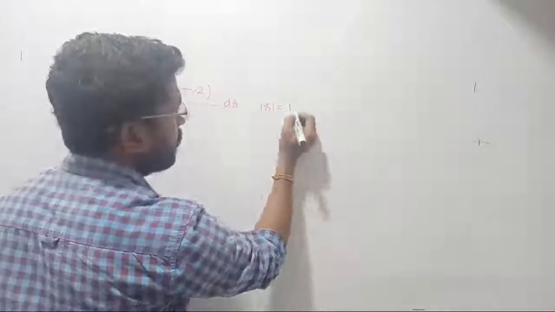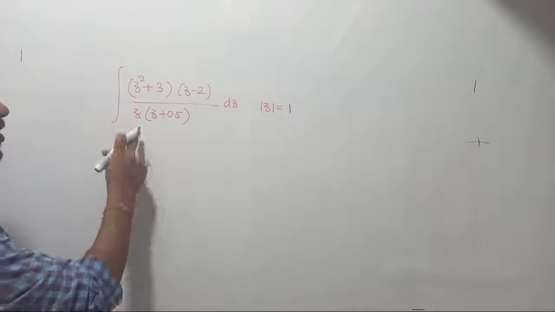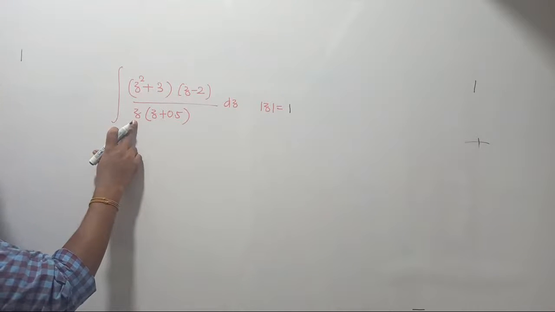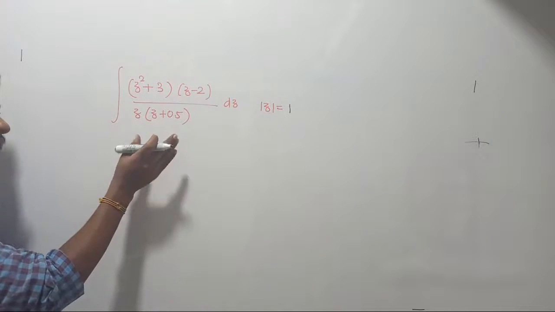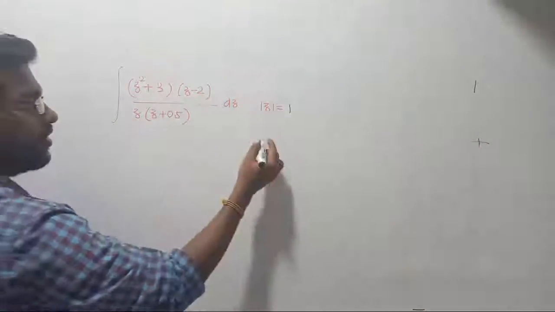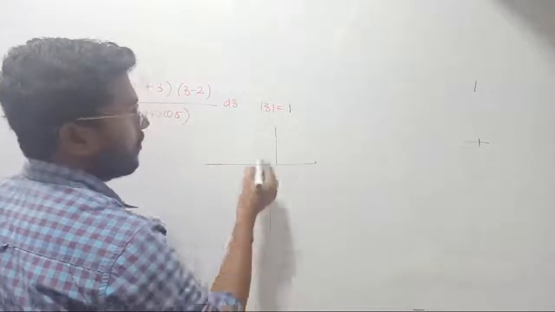Now suppose two poles lie inside, for example if I consider radius 1, then what shall we do? We have to remove the poles separately, and then we have to add. First we should remove this pole and then remove that pole, then you can club them together. So in this case, if I draw the region of convergence, then what will I get?